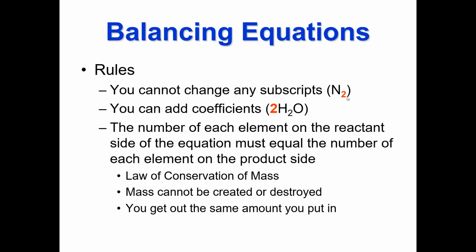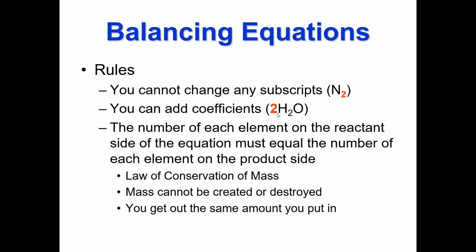Now, the way you do that is you add numbers in front of the formula. So you add coefficients in front of your formulas. So you can see coefficients is that big number that goes in front. Now, why do we do that? It goes back to the law of conservation of mass. You can't create or destroy matter. What you put into the reaction, you must get out one way or another. Again, it is going to change form.